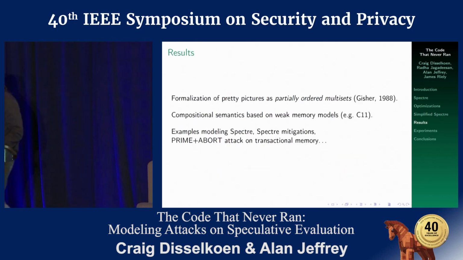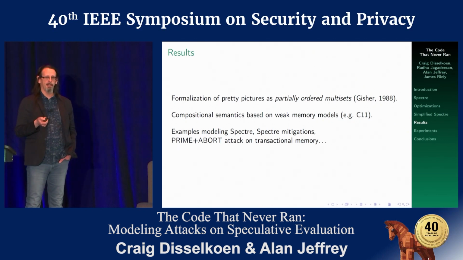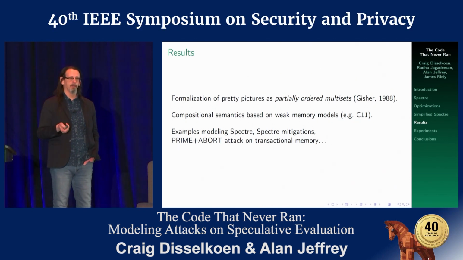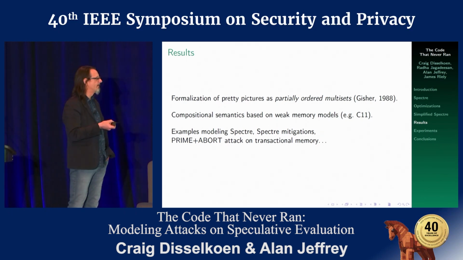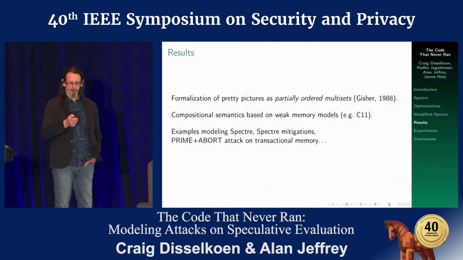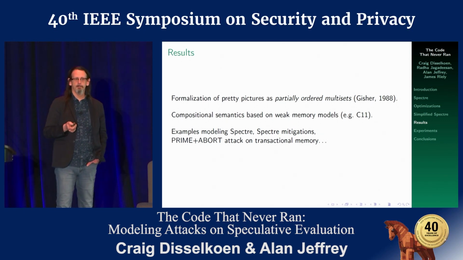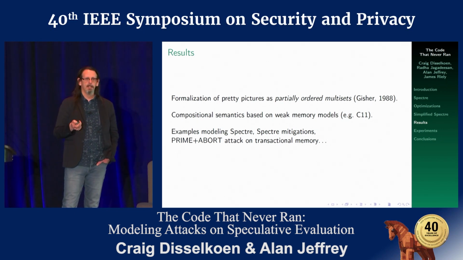Right, so those pictures that I've just shown you, those are actually formalizable. There is a formal model sitting behind that that's based on partial ordered multisets. And using that, we can build a compositional semantics. If you're familiar with the way that C11 semantics looks, then there's not that much of a surprise there. And we've got examples of how you can use that to model Spectre and Spectre mitigations and attacks on transactional memory.